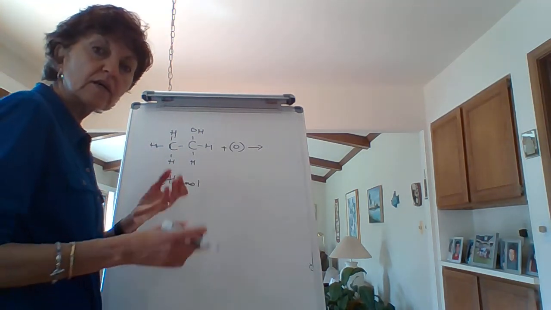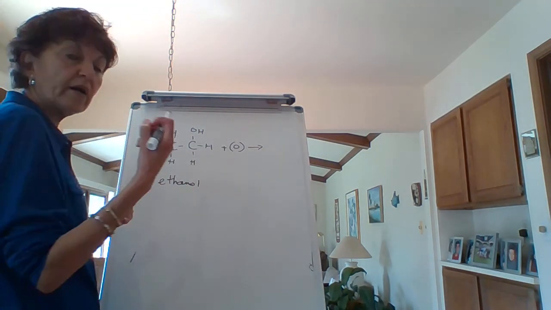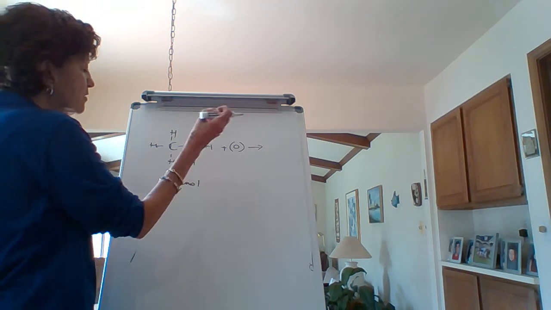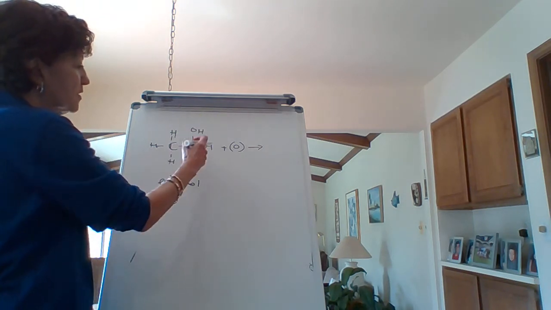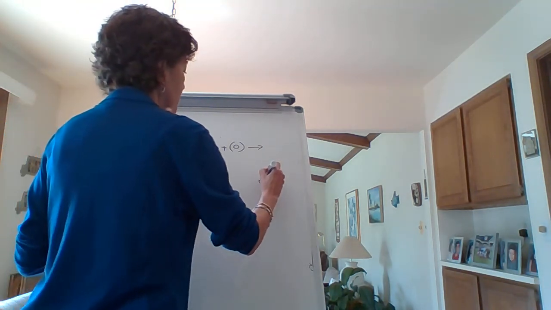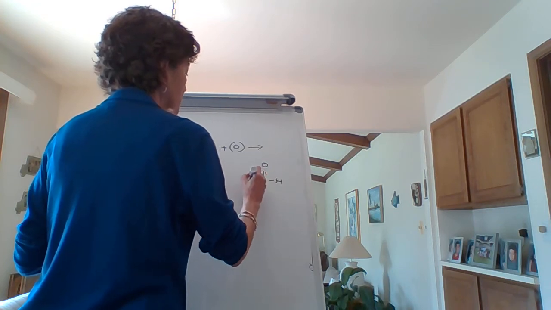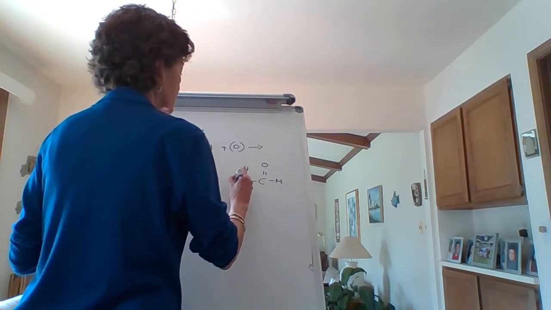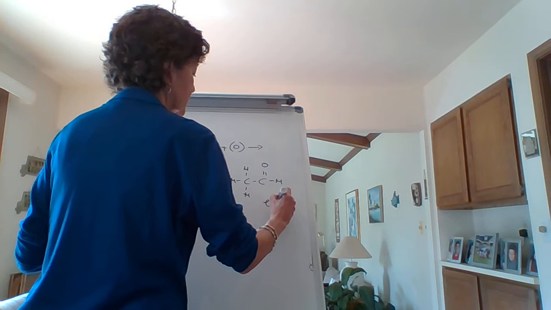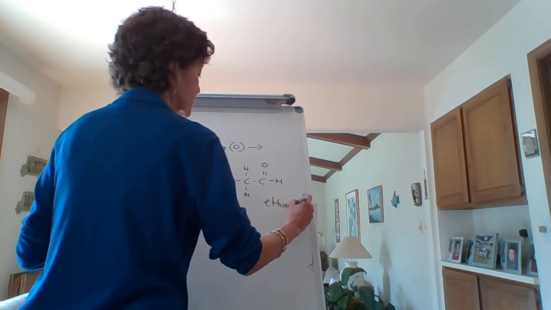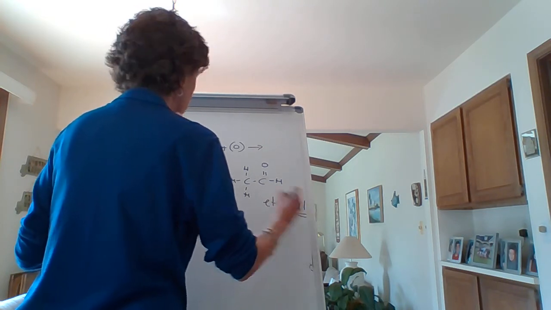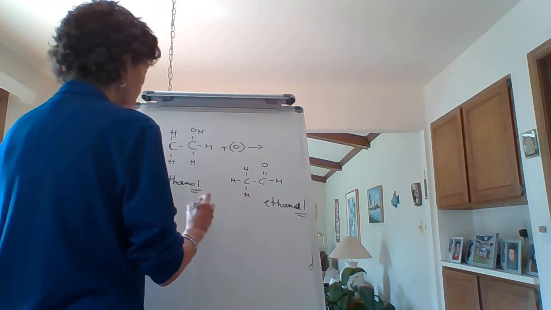Remember what we did in our last chapter? You remove 2 hydrogens, 1 hydrogen from here, 1 hydrogen from the carbon that the OH is attached to, and you end up with this guy, and this is ethanal. Ethanal, al. This is ol, this is al.